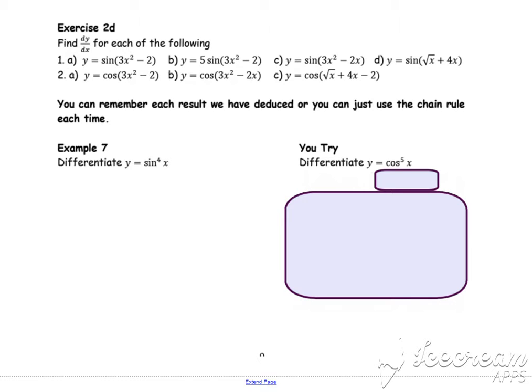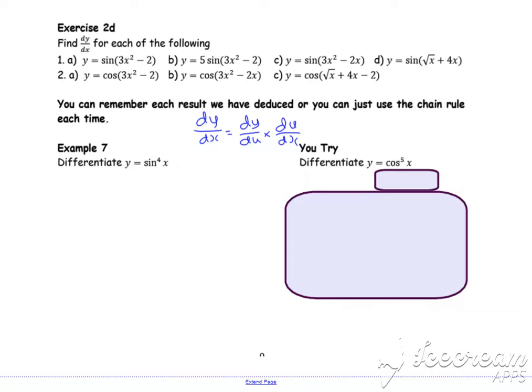Okay, so bottom of page 9, and instead we're going to look at some tricky examples where we are going to want to use this formula: dy by dx is dy by du times by du by dx. So one that always confuses people, sine to the power 4. Sine to any power always tends to confuse people.